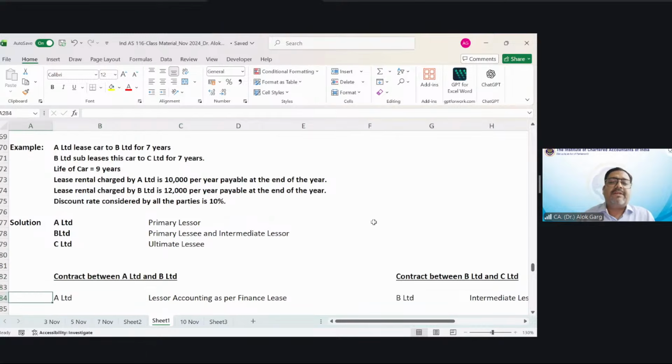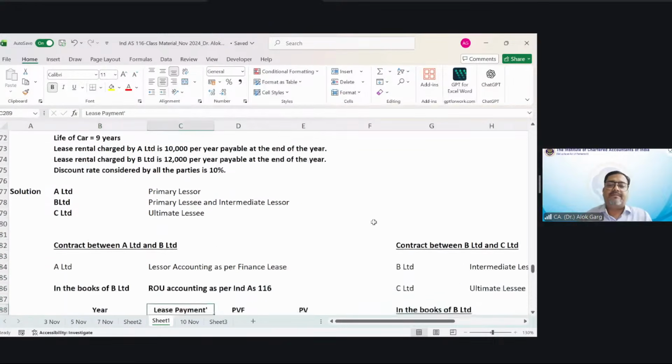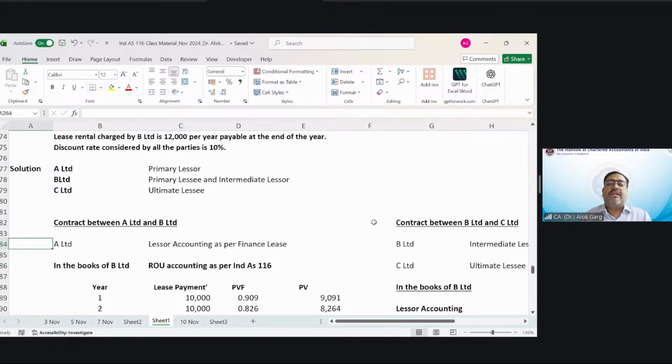Contract between A Limited and B Limited. A Limited has to do the lessor accounting as per finance lease. Why finance lease? Why not operating lease? A Limited is the lessor. There were 5 conditions in the lessor guidance.